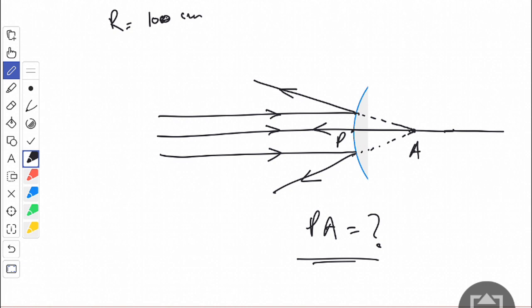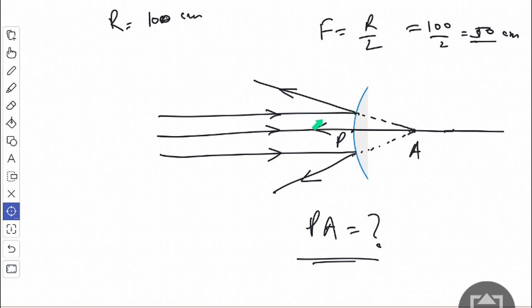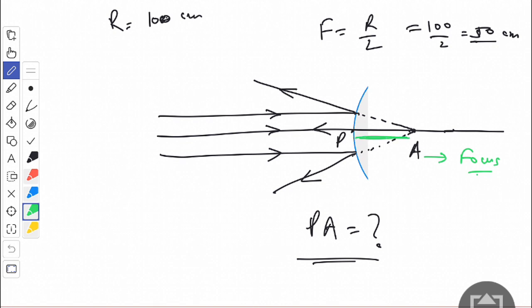Same idea, which is that the focal length is equal to R by 2, and here focal length is going to be equal to 100 by 2, which is equal to 50 centimeters. The definition: parallel rays after reflection, wherever they meet or appear to meet when extended backward, that is the focus. So A is your focus, and this is your focal length.